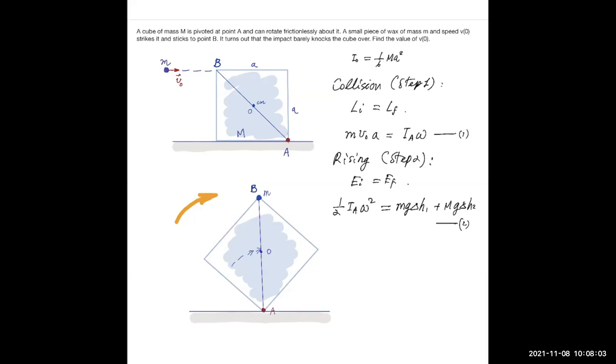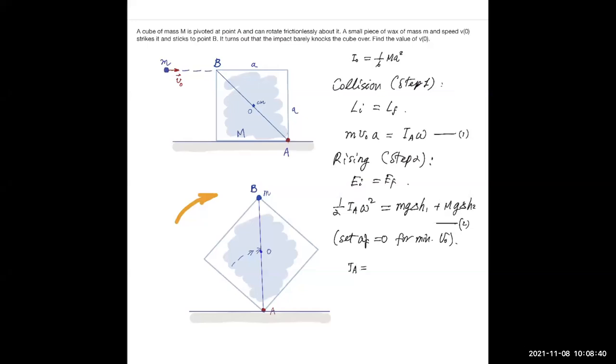Okay, now let's find what I_A is, what delta H1 is, what delta H2 is. Here we set omega final equals 0 for the minimum value of V naught, as we explained. So there's no final kinetic energy in equation number 2 on the right hand side. So what is I_A? I_A is the combined value of the rotational inertia at point A of the wax and the cube together.